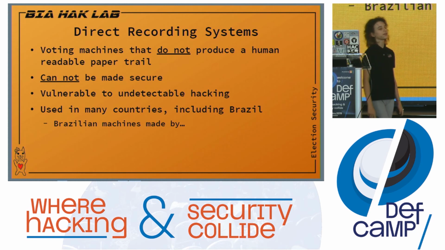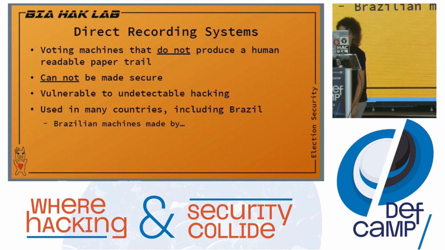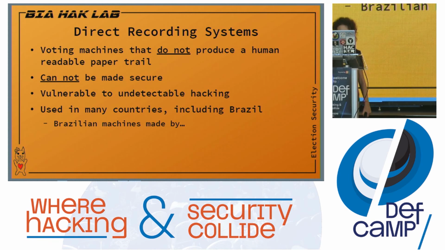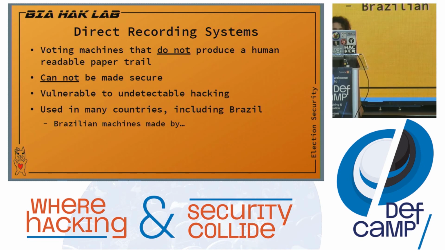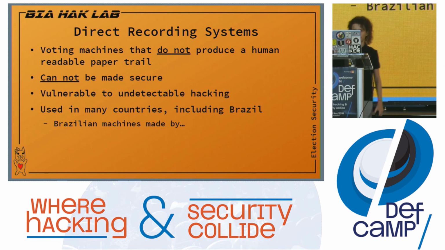Now, let's talk about direct recording systems. Direct recording systems are voting machines that do not produce a human-readable paper trail. These machines cannot be made secure. So please follow my advice and don't use them. As was proven every year at DEF CON Voting Village, the vote count can be undetectably manipulated.